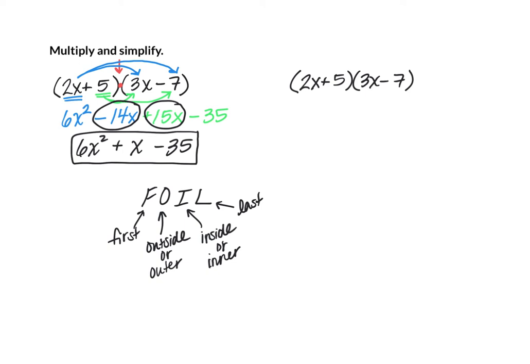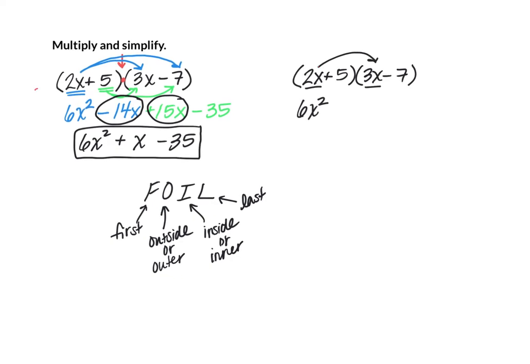The F is for first, so we're going to multiply the first term in each quantity. In this case, that would be 2x times 3x, which is 6x squared. O is for outside or outer, so we're going to multiply the outer terms. That would be this 2x times this negative 7, which would be the negative 14x. I is for inside or inner, so we'll multiply these two inner terms. 5 times 3x is 15x.